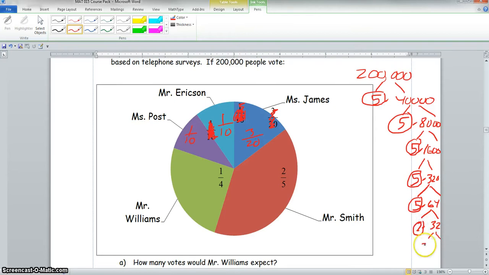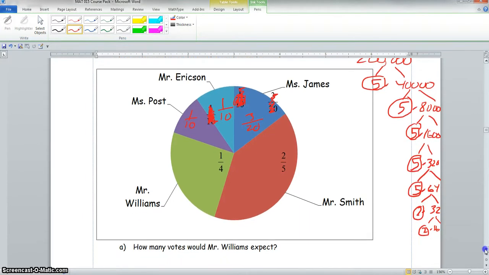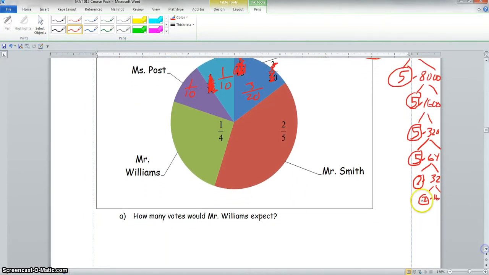And 32 breaks down to 2 times 16. And we could break 16 down to 2 times 8. And 8 breaks down to 2 times 4. And 4 breaks down to 2 times 2. So now we have a lot of numbers here. And remember, this is actually a 4. We do have a lot of numbers here.